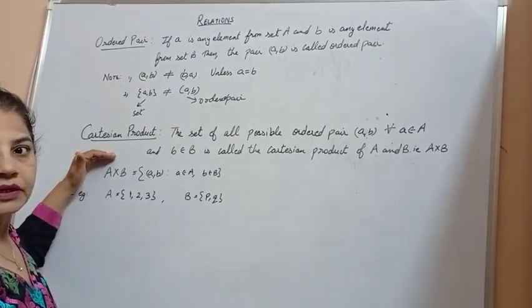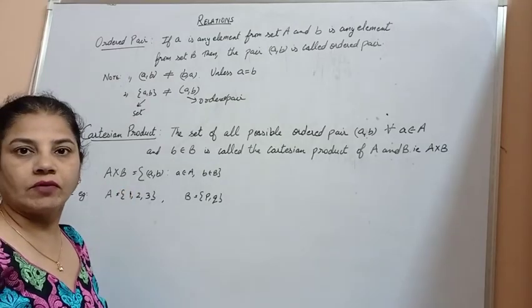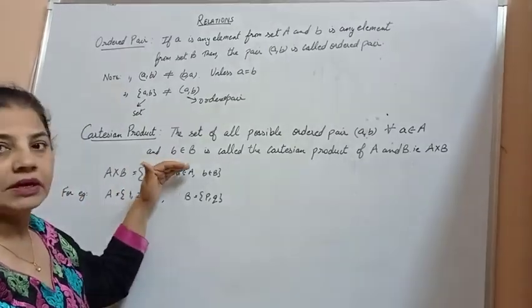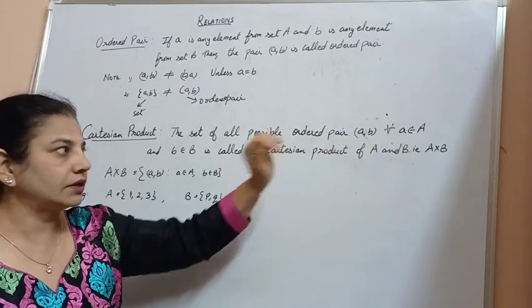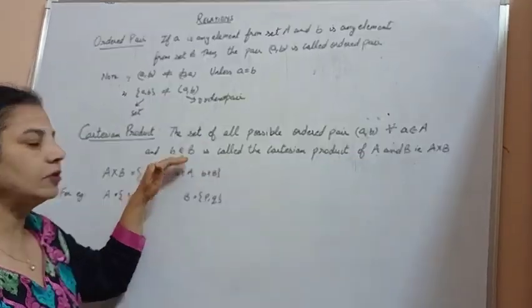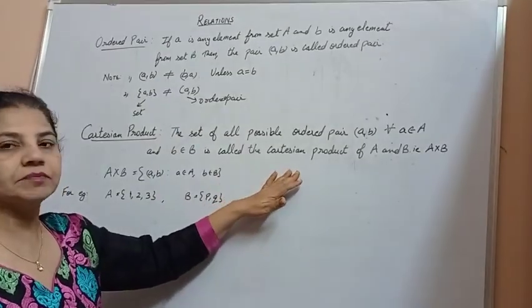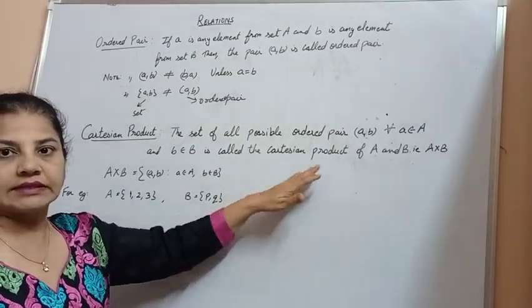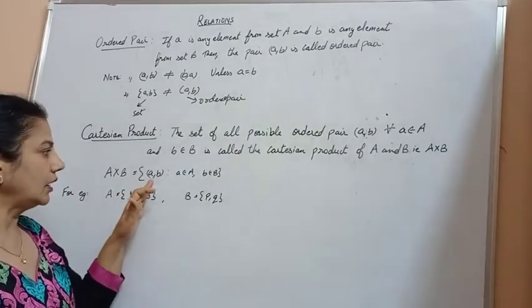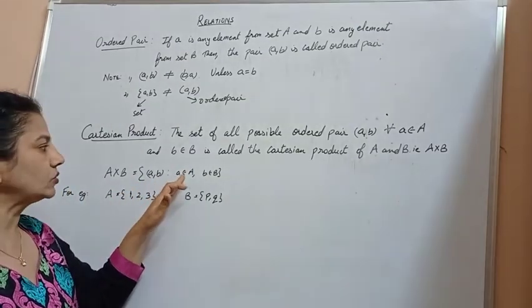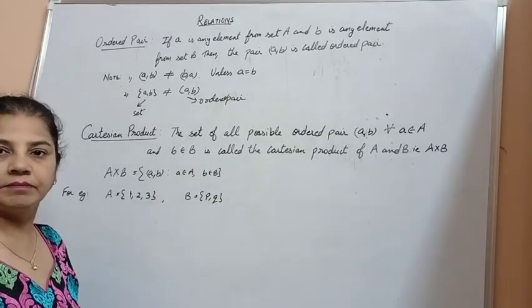Cartesian product: the set of all possible ordered pairs of sets A and B, in which the pair (a, b), where a belongs to set A and b belongs to set B, is called the Cartesian product of A and B, that is A cross B. Or in other words, A cross B is equal to (a, b) such that a belongs to set A and b belongs to set B.